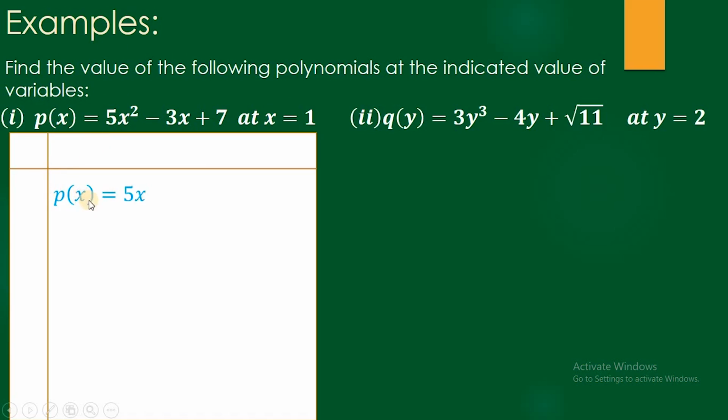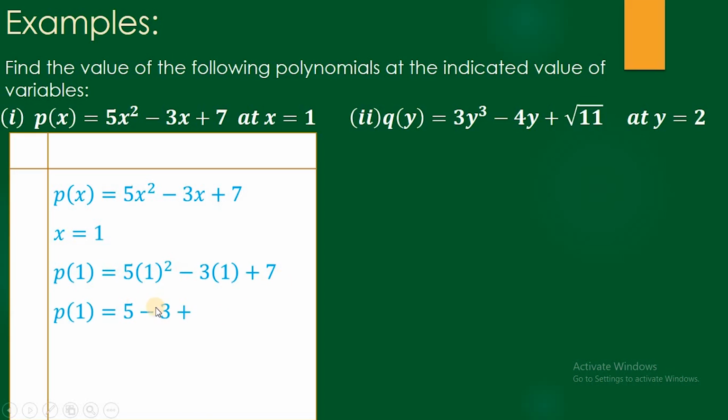For example, the first one is p of x equal to 5x square minus 3x plus 7. It is said that x equal to 1, so you put 1 in place of x. So p of 1 equals 5 into 1 square minus 3 into 1 plus 7, which is equal to 5 minus 3 plus 7. 5 minus 3 is 2, plus 7. Therefore, you will get p of 1 equal to 9. That means the value of the polynomial is 9 when you put x equal to 1.